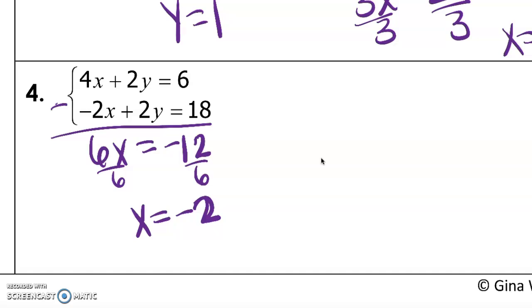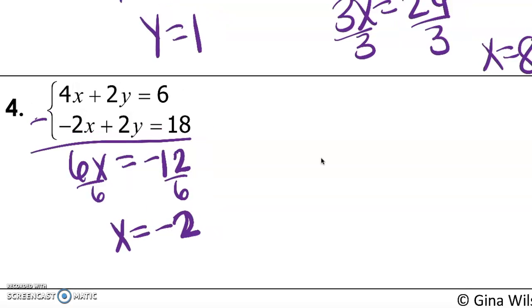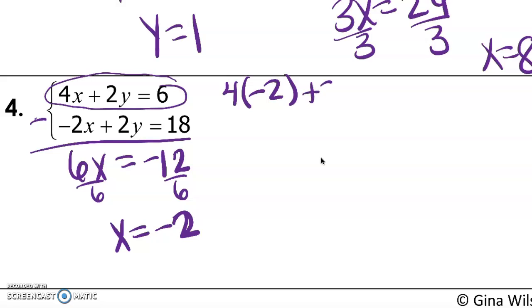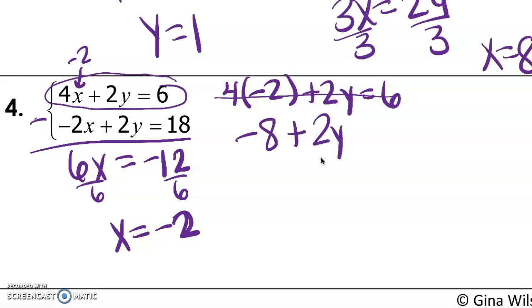All right, so I'm going to show you the long way to plug this in. I'm going to plug it into the top one just because of the negative. So 4 times negative 2 plus 2y is equal to 6. That is the entire work that you would have to show before you started solving. My hope is that you can skip that, realize you're doing 4 times negative 2, which is negative 8, and just start with negative 8 plus 2y equals 6.